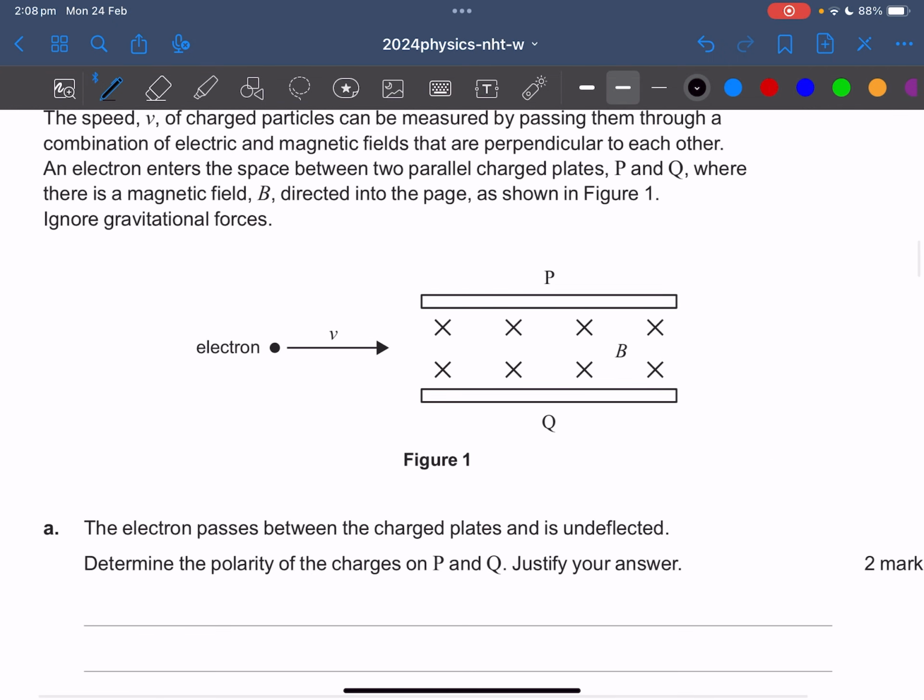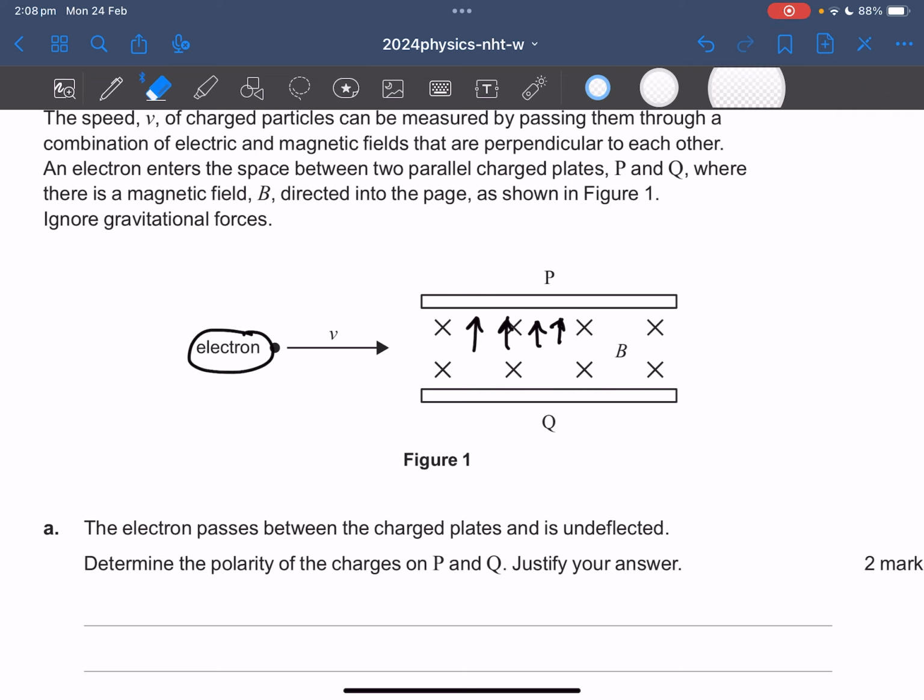For this question, we're going to be using the right hand slap rule, I think it's called. So we point the thumb in the direction of velocity, to your right, and the fingers pointing into the page, as that is the direction of the magnetic field. You will notice that the force is coming out this way. But keep in mind that this is an electron, so it will be flipped, so the force on the electron is this way.